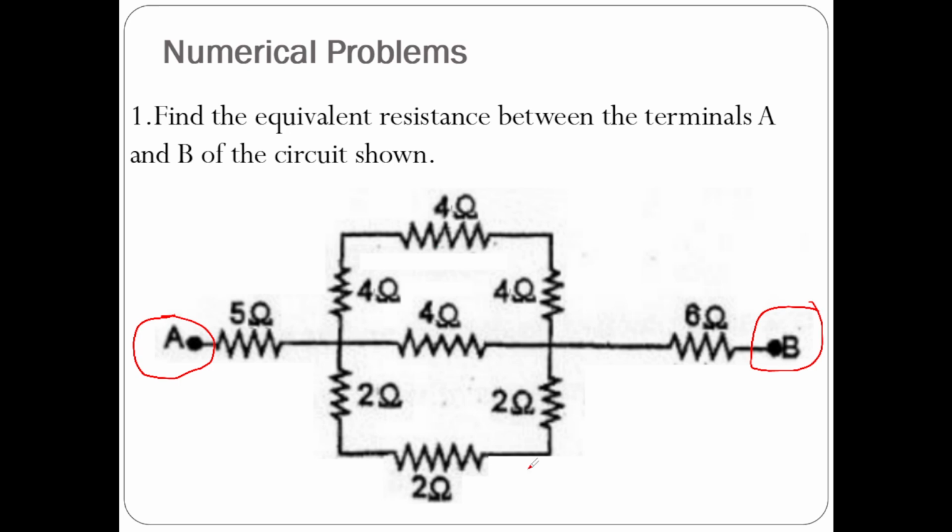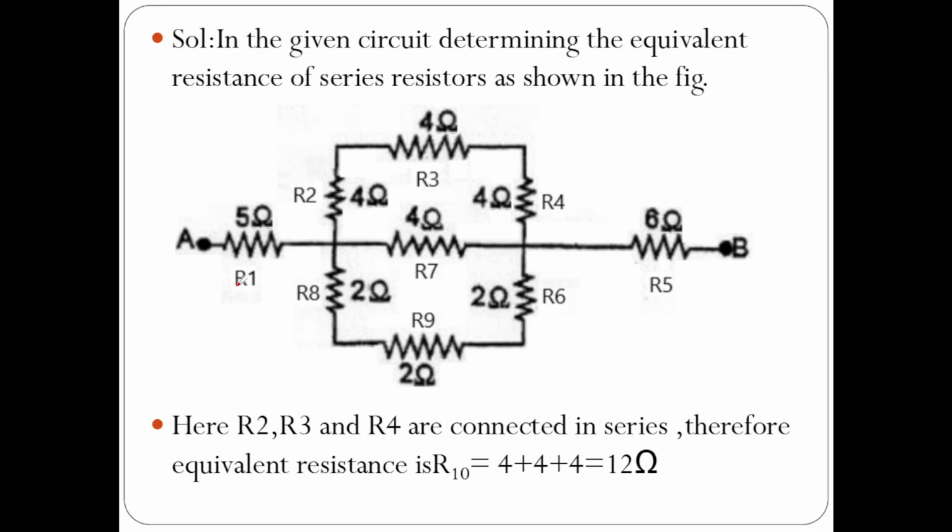In order to make this circuit easier to solve, if you observe carefully, there are only resistors in this circuit. So I have assumed some notations for each and every resistor: R1, R2, R3, R4, R5, R6, R7, R8 and R9. Total 9 resistors are there, and I have given notations to each and every resistor.